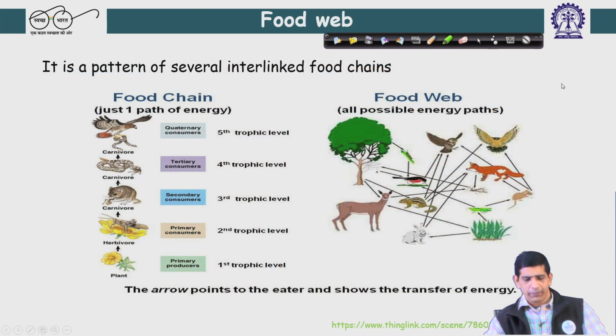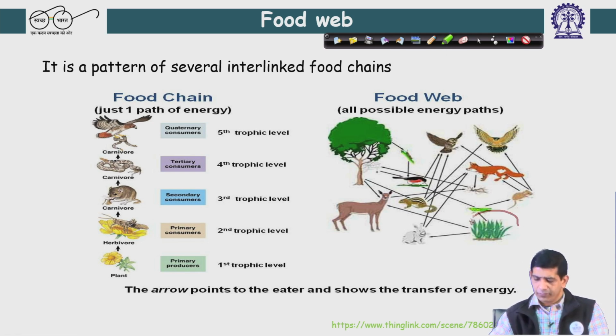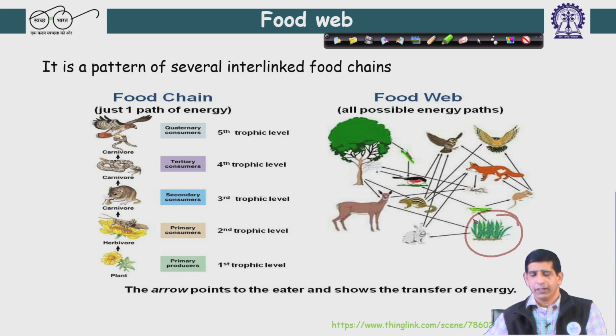Now, a food web, if you look at it, is a pattern of several interlinked food chains, as you can see over here. In a food web, you have the primary producers, the autotrophs. We have small animals feeding on them, and then the small animals get eaten by bigger animals, and these smaller animals are also eaten by birds and all that.